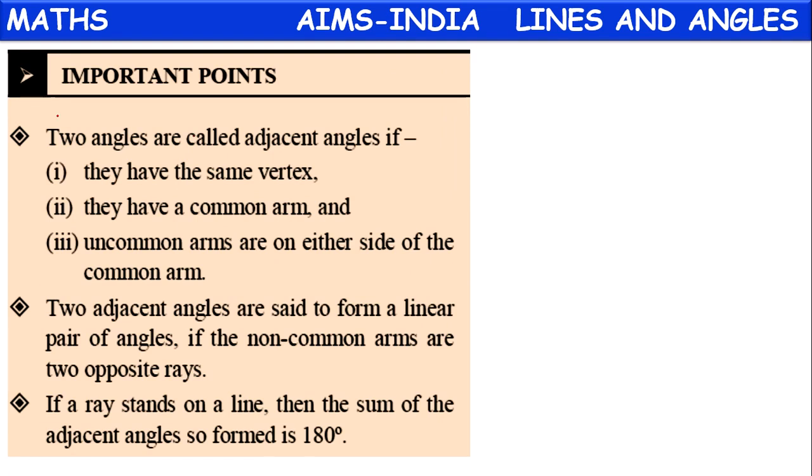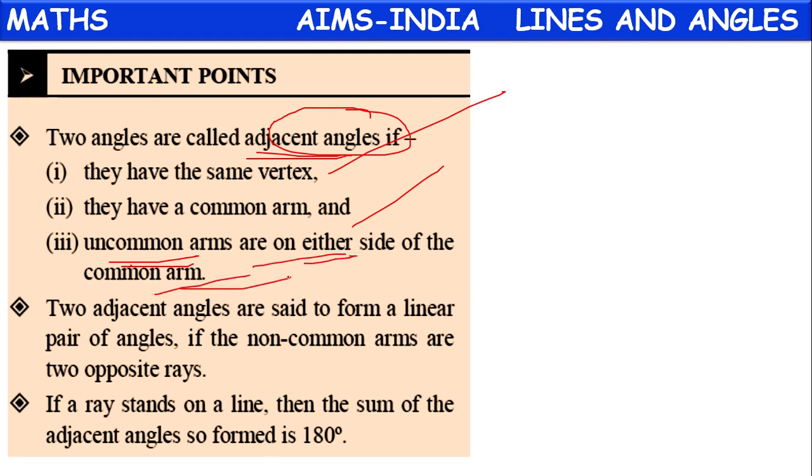Next, children, what important points have we learned? Two angles are adjacent if they follow three conditions. They should have the same vertex. They should have a common arm. The uncommon arms should be on either side of the common arm. Then they are called adjacent angles.